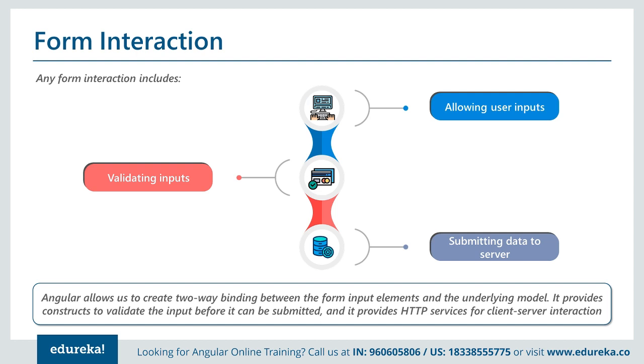What is the advantage of doing it on the client side? You are reducing the number of requests to the server. You are making sure all the form values are matching as per the criteria, and then only you are submitting it to the server. So these are the three things which you need to understand about a form.